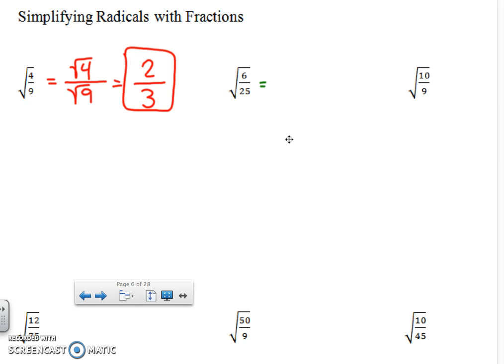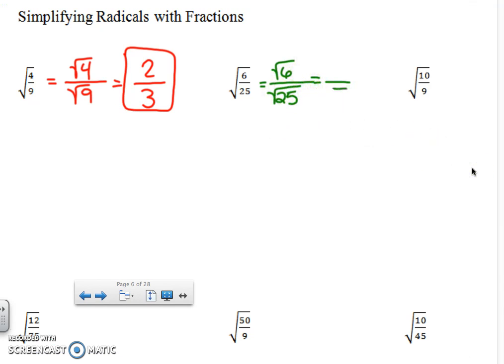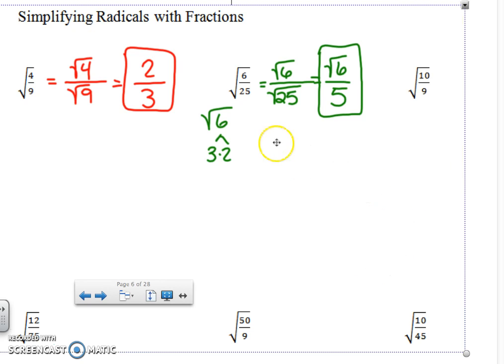So for example, this is going to turn into square root of 6 over square root of 25. I know the square root of 25 is a perfect square, and it's 5. Square root of 6, though, can we break that down? It would be 3 times 2, and I would not have any numbers in common, so you actually are going to leave it as square root of 6. So there are some that cannot be broken down, and square root of 6 is one of them. So square root of 6 is simplified.